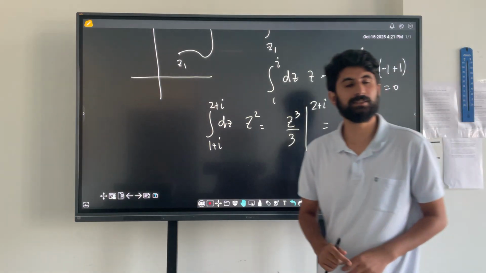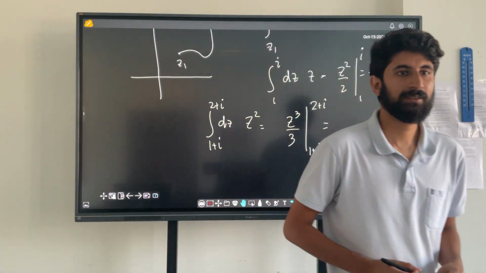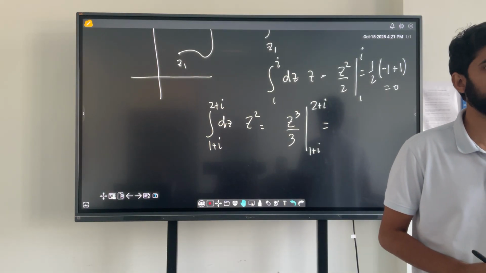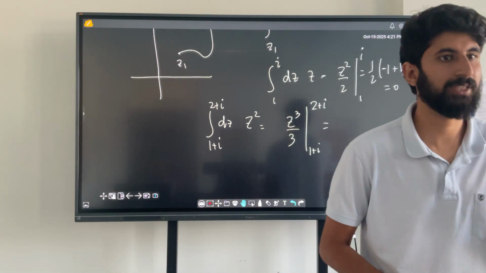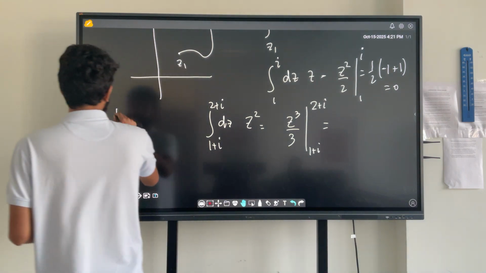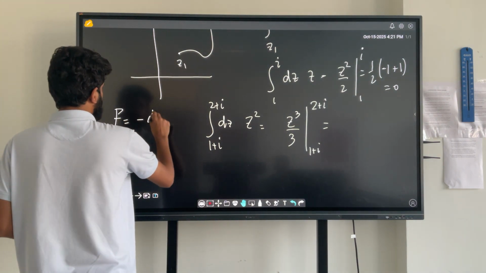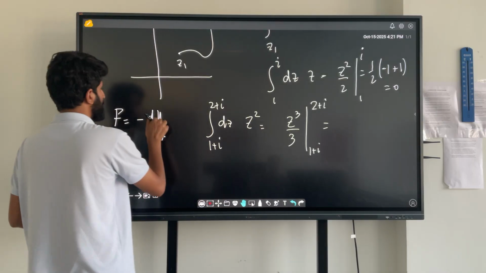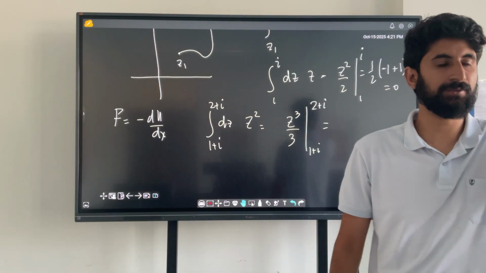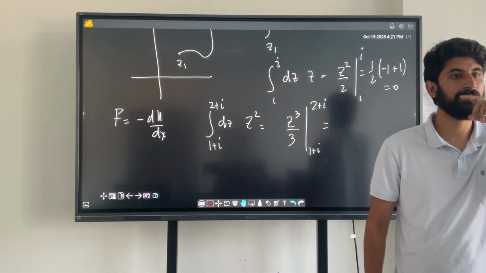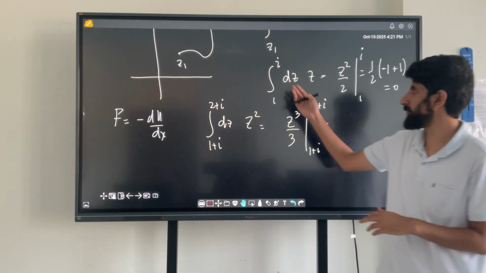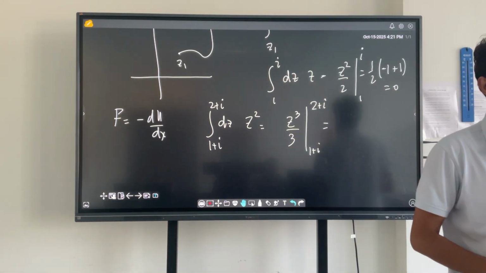And what is the specialty of conservative forces? These are forces which come from a potential. So force is equal to minus dU by dx, where U is the potential of the force. For example, the electrostatic force, Coulomb's force, comes from a potential. So this is how these things connect to physics.